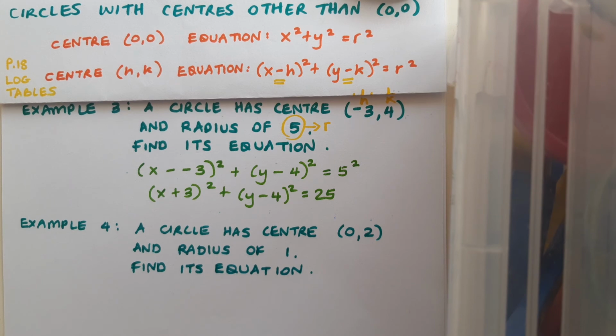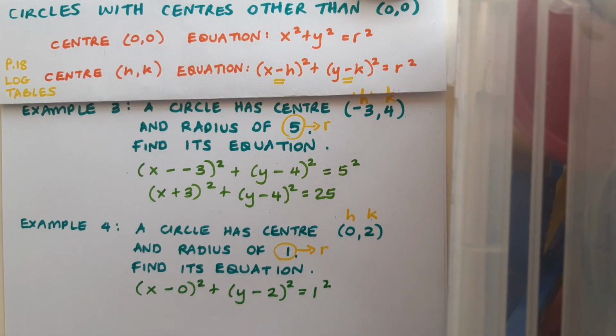And one last example of this type. We have a circle with centre 0, 2 and radius of 1. So again, I'm just going to label my point and label my radius and substitute in. So when I fill into my formula, I get x minus 0 squared plus y minus 2 squared equals 1 squared. And there's 2 things I can do just to finally tidy this one up.